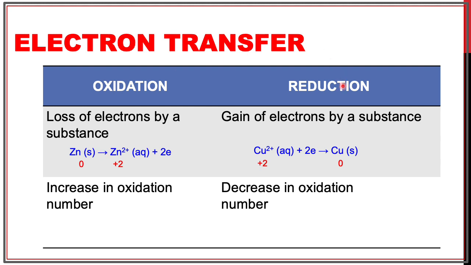For a reduction reaction, it is a gain of electrons by a substance. So the substance gains electrons. For example, here Cu2 plus. This Cu does not have enough electrons because it has already lost electrons. So this Cu2 plus can accept 2 electrons from the outside. With these 2 electrons, it will become Cu, copper. So this is a reduction process because it gained electrons. And this one lost electrons, so this is the oxidation process.